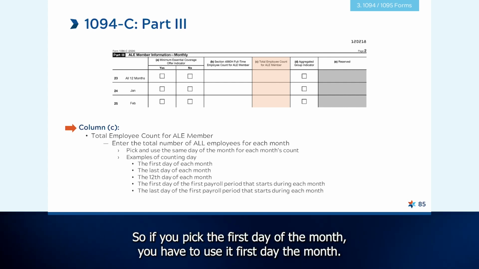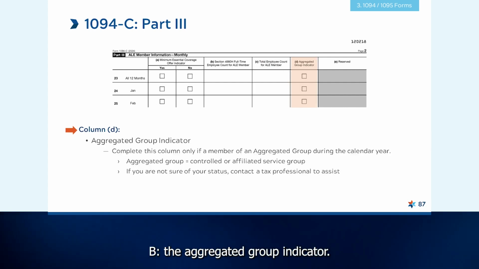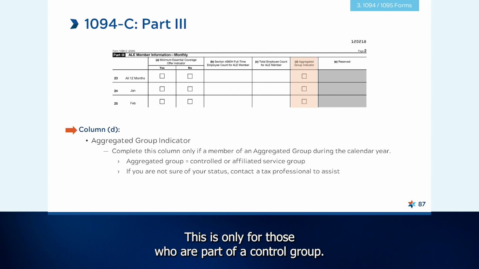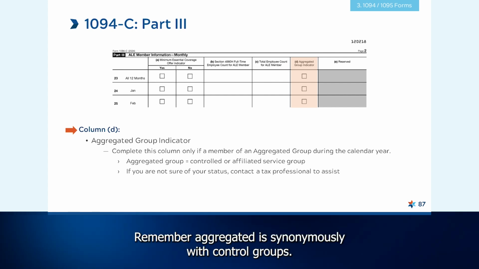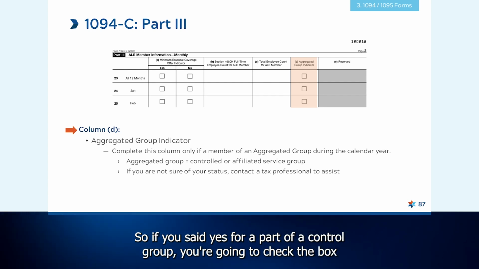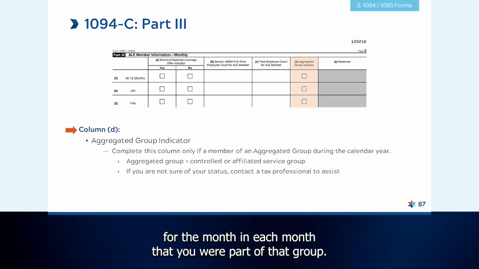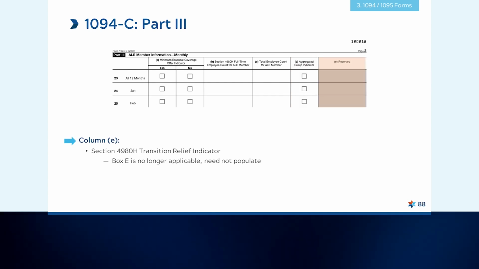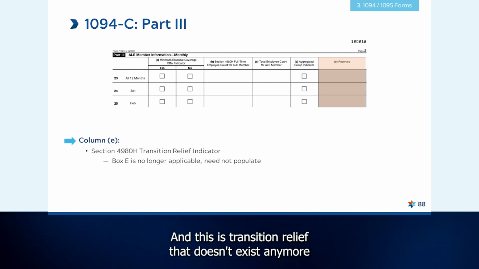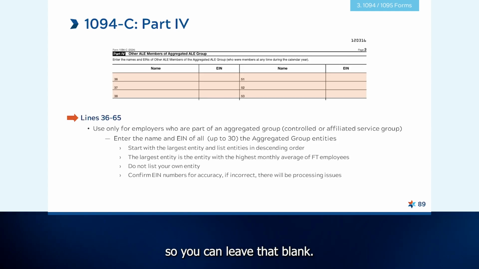So if you pick the first day of the month, you have to use the first day of the month. B, the aggregated group indicator. This is only for those who are part of a control group. Remember, aggregated is synonymous with control group. So if you said yes, we're part of a control group, you're going to check the box for each month that you were part of that group. And this is transition relief that doesn't exist anymore, so you can leave that blank.